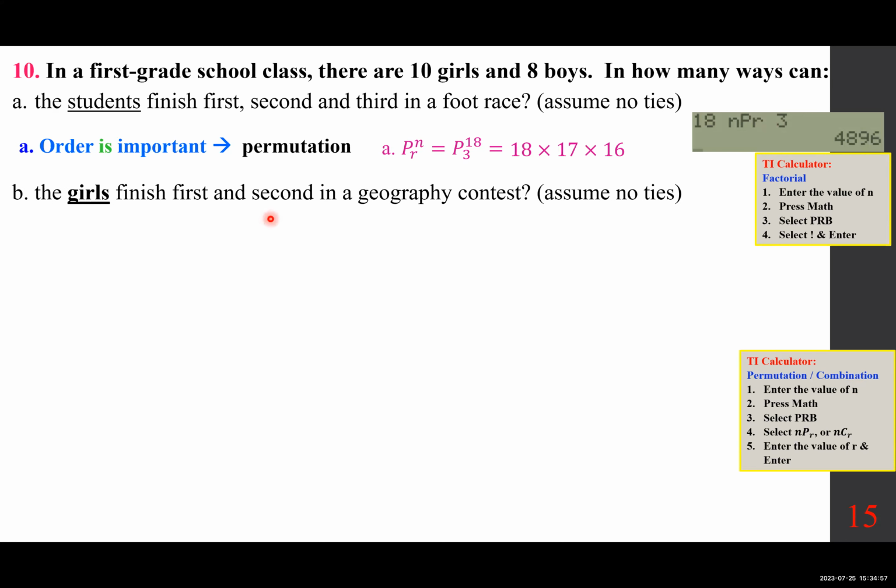The girls finish first and second in a geography contest. So again, order is important, and we are just dealing with girls. So let's go back here. We are just dealing with 10. Okay, so it's the same thing, permutation, but this time it's permutation of 10, choose 2. Why 10? 10 girls. Why 2? Because we're interested in the first and second. So 10 times 9, 90. Or you can use a calculator with a permutation.